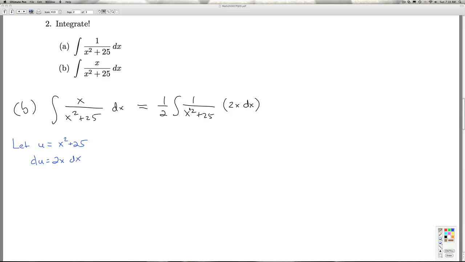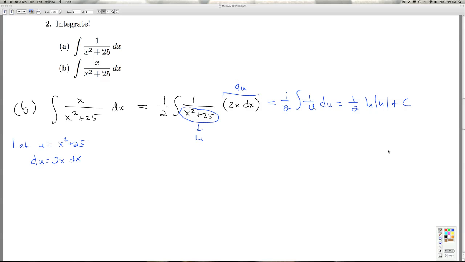And so my denominator is what I'm calling u, and now this is my du. So I have a 1/2 integral 1 over u du, which is 1/2 the natural log of the absolute value of u plus c. So this is a log form.